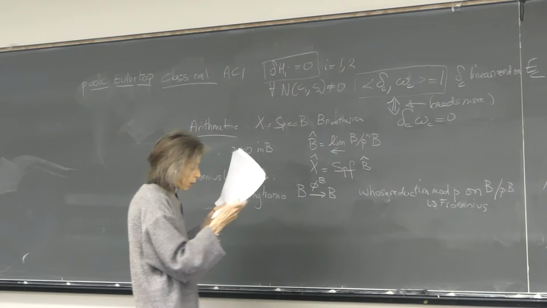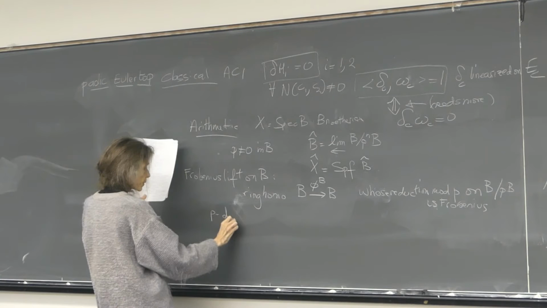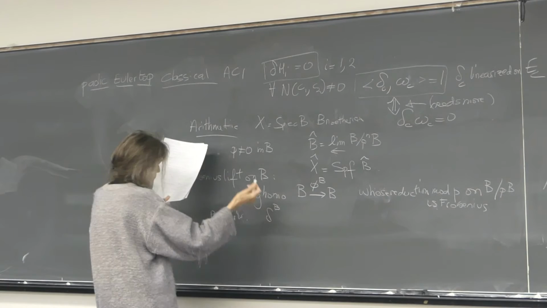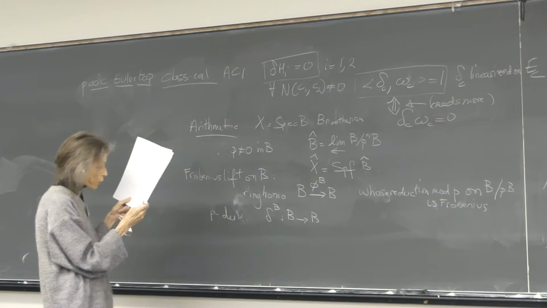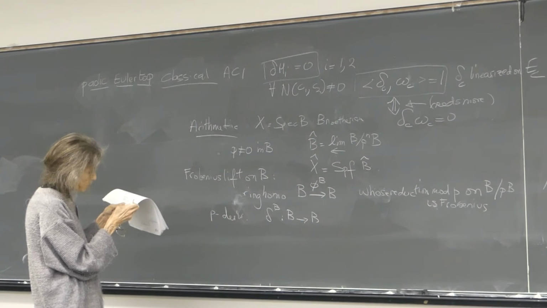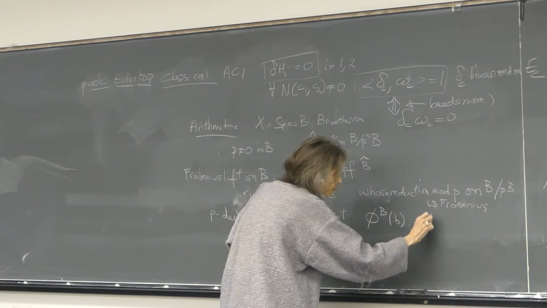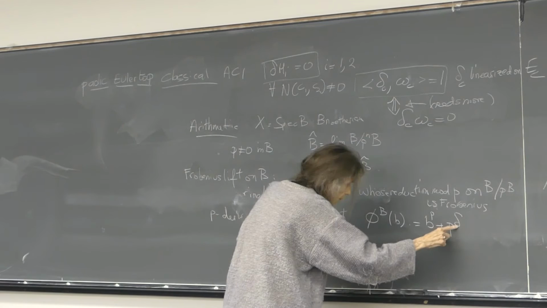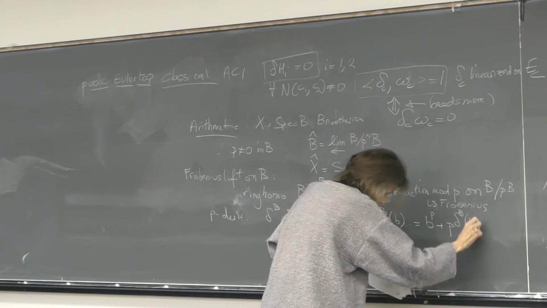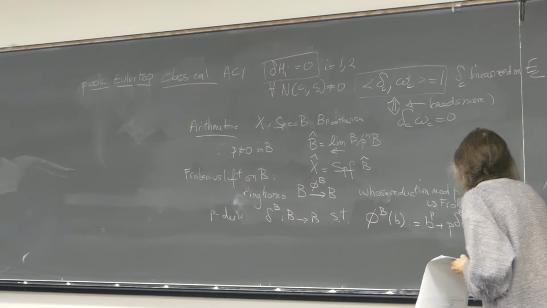Now, what is a p-derivation? So a p-derivation, where delta upper B, the notation can be more general, but let's use the one I'm going to use, is a derivation from B to B such that phi upper B, defined in the following way on an element b, as the p-th power of b plus the number p times delta upper B of b, is a Frobenius lift. Okay?